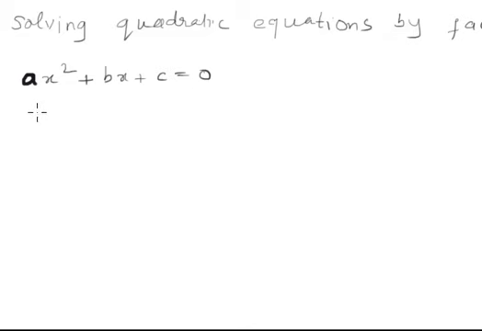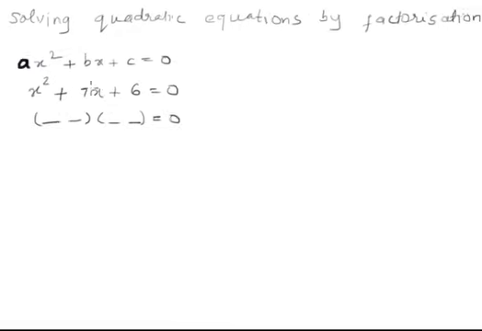Suppose you have an equation of the form x squared plus 7x plus 6 equals 0. Solving it by factorization means we need to express this trinomial as a product of two binomial terms. We need to get this form out of the given trinomial.